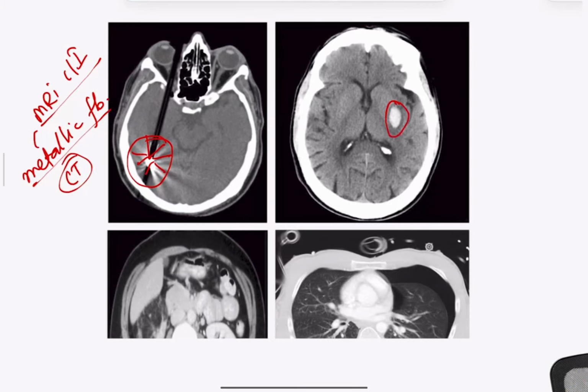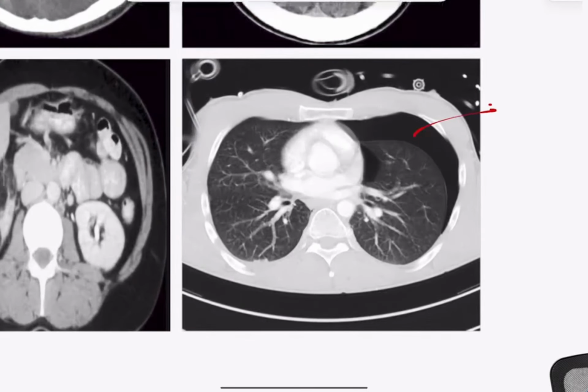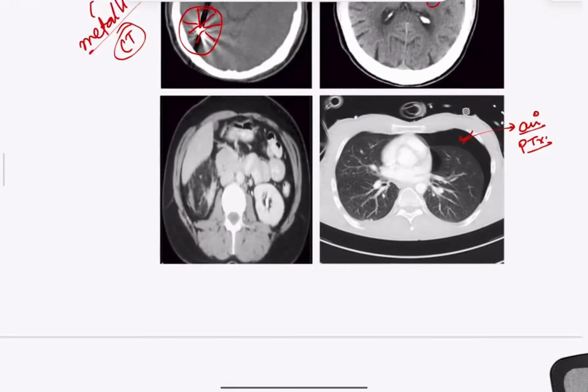Okay. Look at this one, white but not as white as the bone. So this is acute hemorrhage. Look at this one. This is black, absolutely jet black. So this is air containing pathology like pneumothorax.